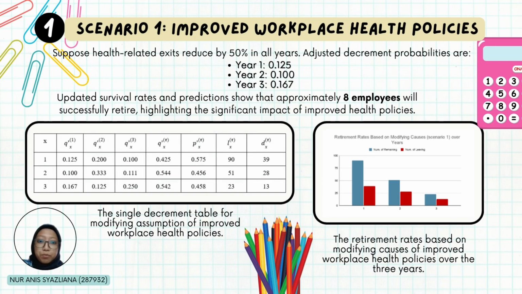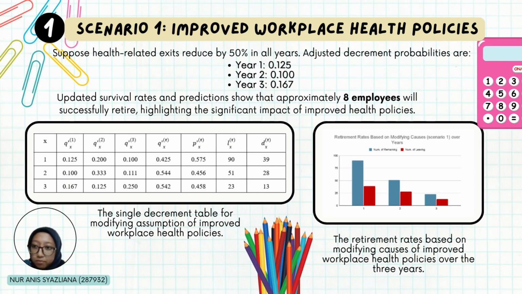Okay, next, we move to the impact of modifying initial assumptions. For scenario 1, improve workplace health policies. Suppose health-related exits are reduced by 50% in all years. The adjusted decrement probabilities are, for year 1, 0.125, year 2, 0.100, year 3, 0.167. Updated survival rates and predictions show that approximately 8 employees will successfully retire, highlighting the significant impact of improved health policies. So, we create the table.